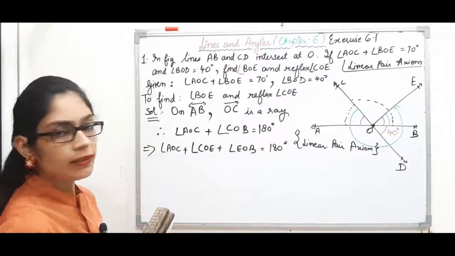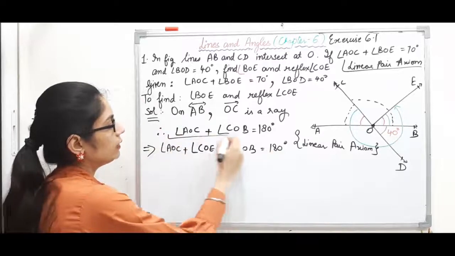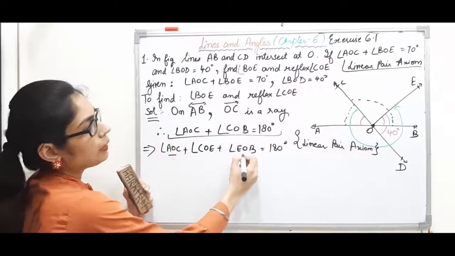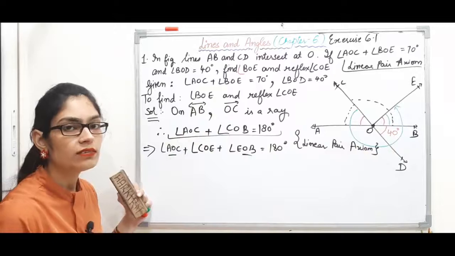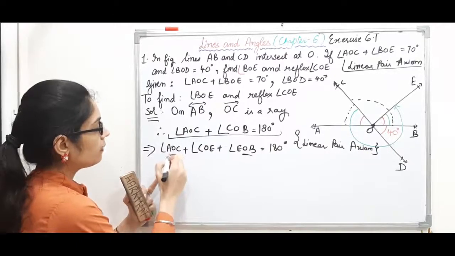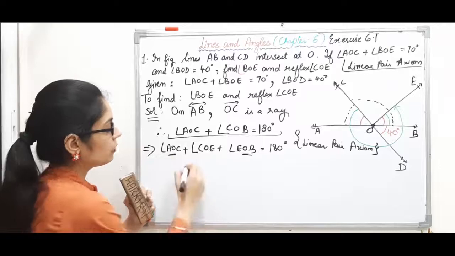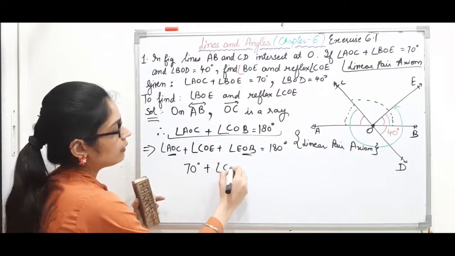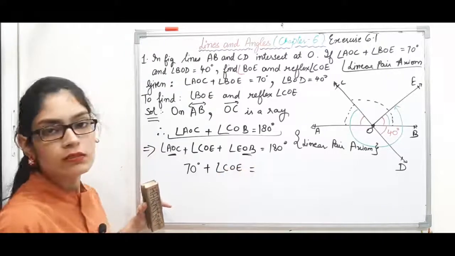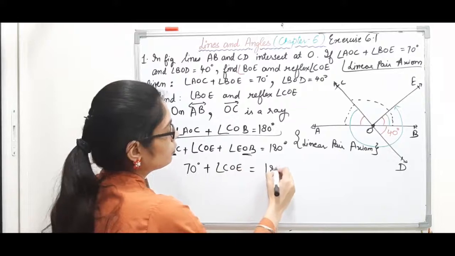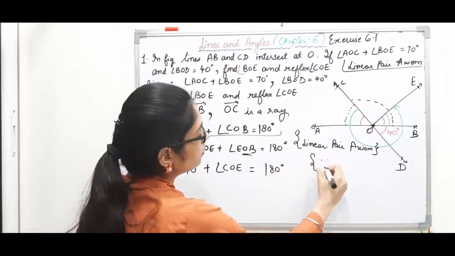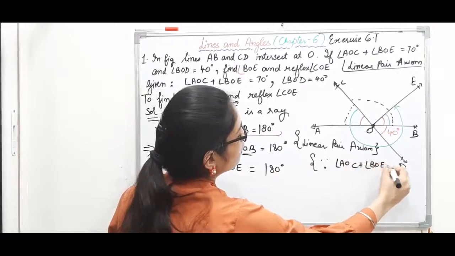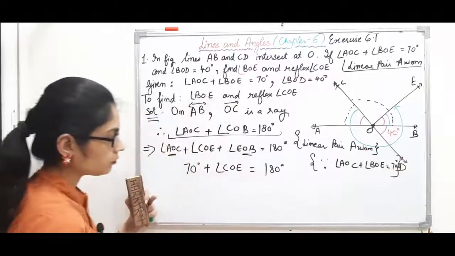So why have I done it in this way, why not like this? The reason is their sum is given to us, the sum of AOC and EOB. So I have to utilize this thing which is given to me. Now I can write angle AOC plus angle EOB, so directly their value is given to me, 70 degree. So I can write 70 degree plus angle COE. COE is not given to us, so we will write COE is equals to 180 degree. Here you can mention the reason also, because it's given to us AOC plus angle BOE is equals to 70 degree. It's given. So that's why.